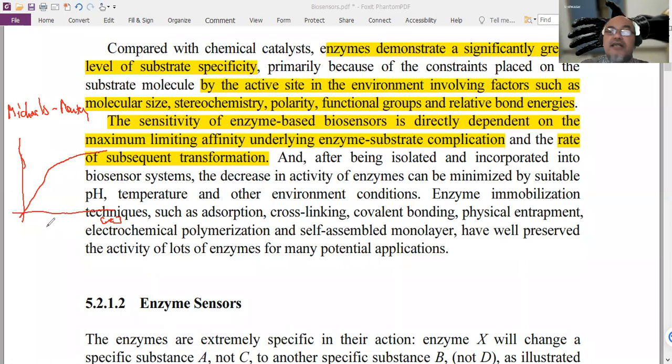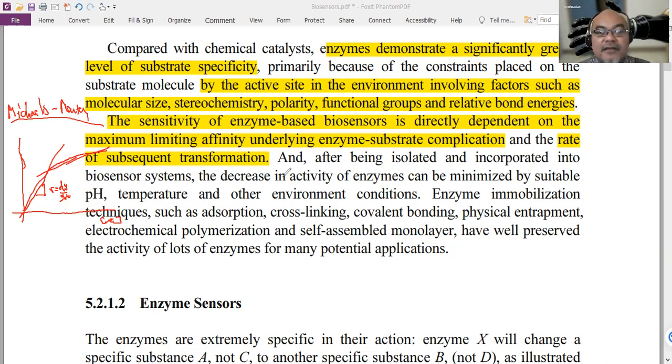When the concentration of the substance is relatively still low, sensitivity is, remember the definition of sensitivity, dy/dx. Here you see that the slope, dy/dx, is decreasing. So sensitivity decreases when the concentration of the substrate increases because of the maximum limiting affinity. This is governed by the Michaelis-Menten law. Please Google later what the Michaelis-Menten law is. When you make a sensor, usually the calibration curve will look like this.